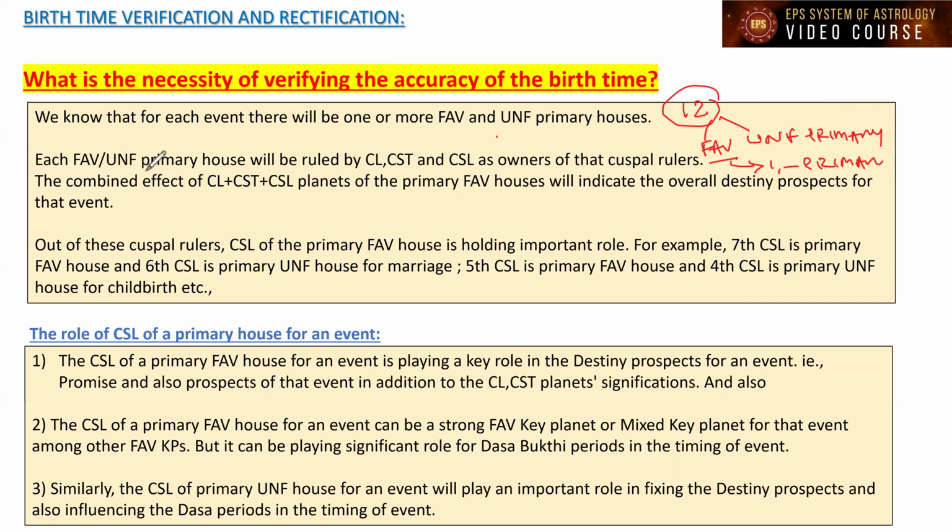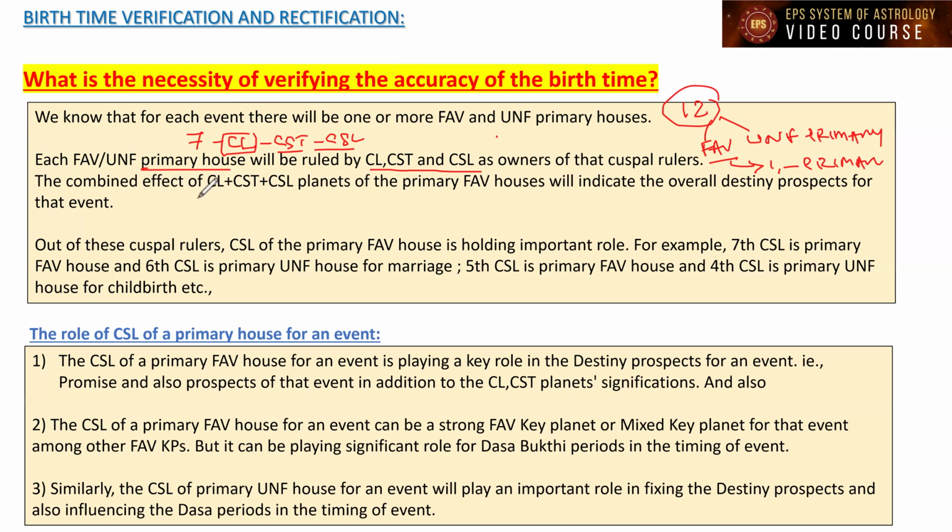So each favorable and unfavorable primary house will be ruled by the cuspal lord, cuspal star lord, and cuspal sublord as owners of that cusp. For example, the 7th cusp is falling in a particular cusp lord. Suppose it is in the sign of Venus, the cuspal lord is Venus, in the sign of, for example, Libra. Then the cuspal star lord and cuspal sublord. So the 7th cusp is falling in this point ruled by the cuspal lord, cuspal star lord, and cuspal sublord. They are the rulers of the 7th house. They are the owners of the 7th cusp.